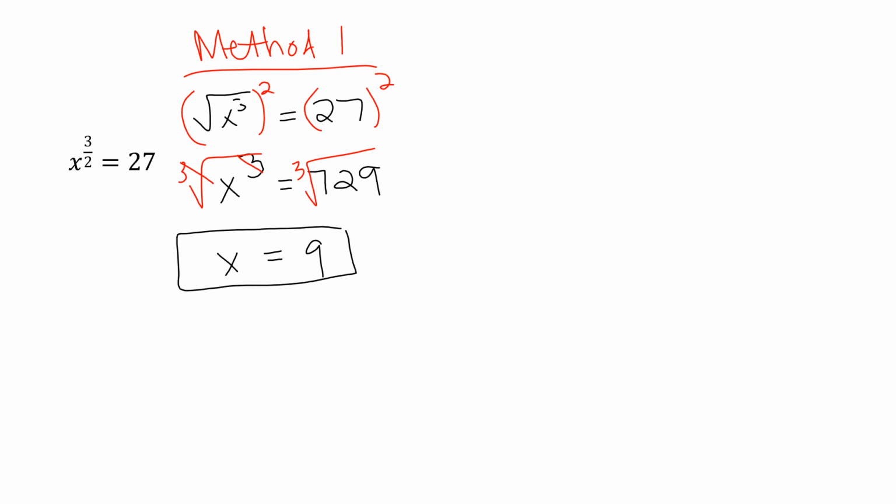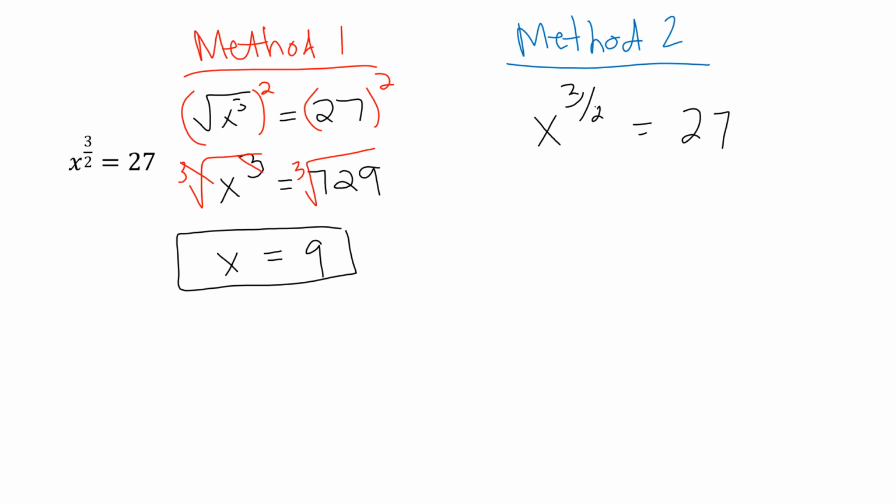Now, that's method number one. Method number two is actually going to leave the equation in its exponential form and solve it all at once. So if I leave this as x to the 3/2 power equals 27, and your goal is to get x by itself, the other strategy you could take is to use an exponent to get rid of your exponent. So like here our exponent is 3 over 2.